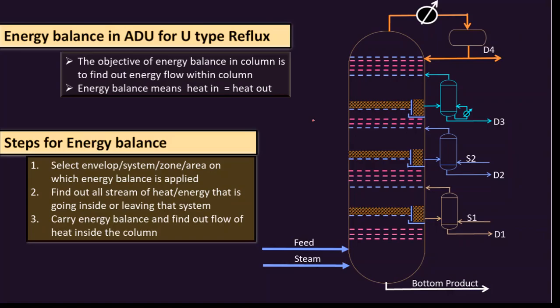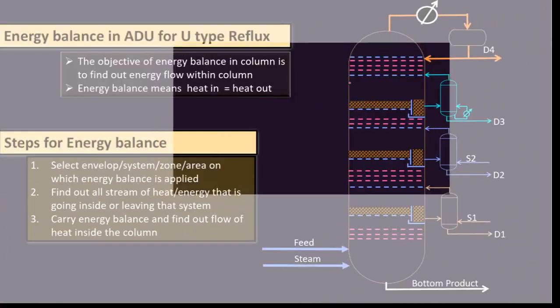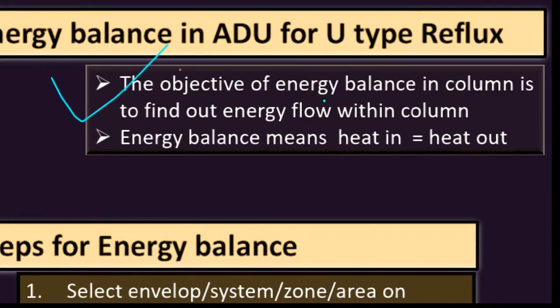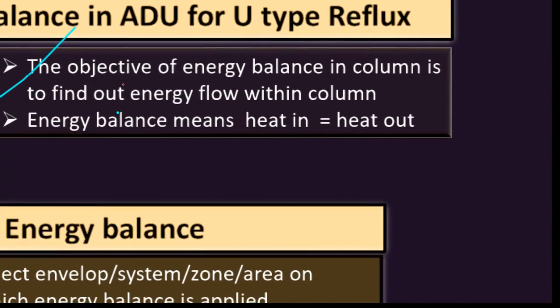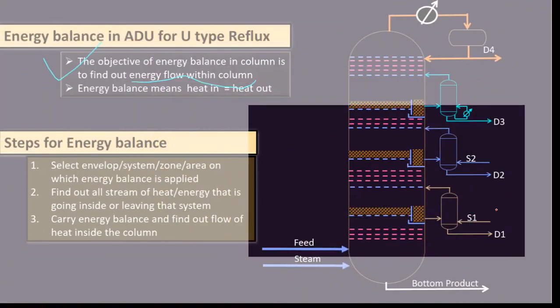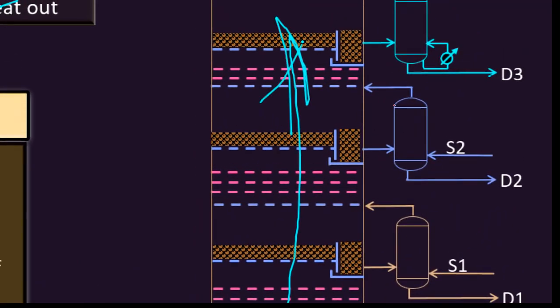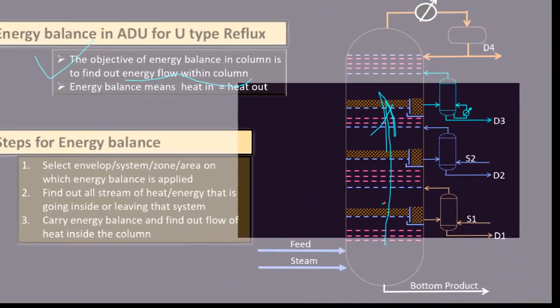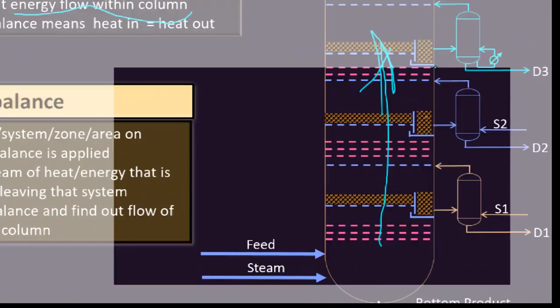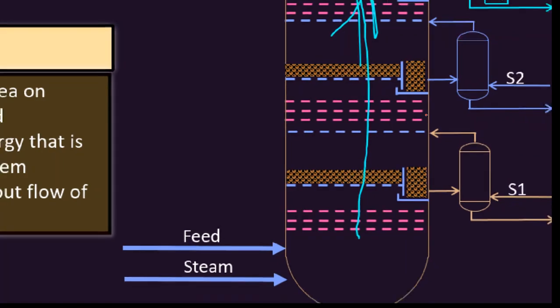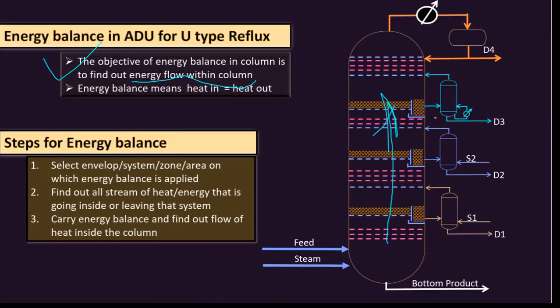The first thing we should know is what our objective for the energy balance is. The objective of the energy balance in the column is to find out the energy flow within the column. What it means is that in the column there is a continuous energy flow from bottom to top. That is very important because material is flowing from the bottom section to the top section, so along with the material, energy is also flowing. We have to find out that energy, and for that we have to carry out the energy balance.